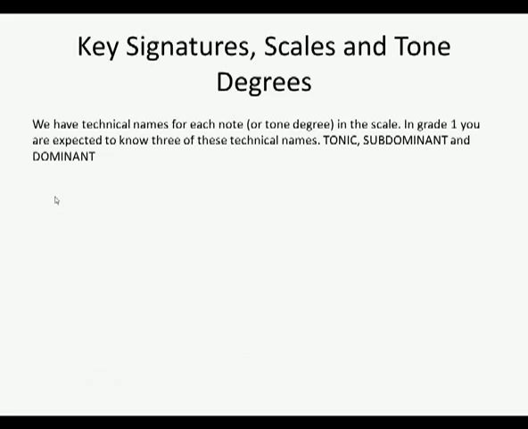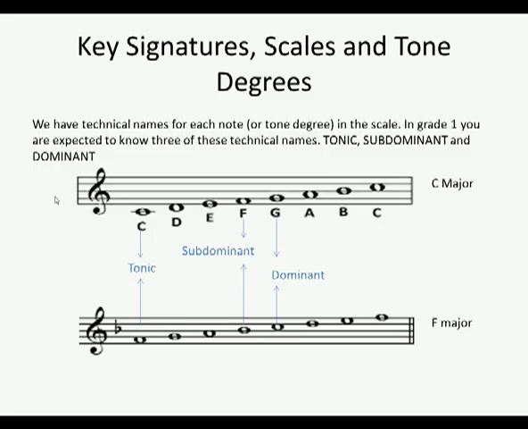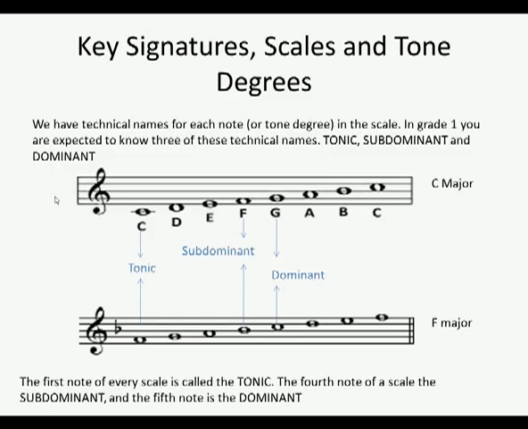Okay, tone degrees. We have technical names for each note, which we also call tone degrees in the scale. In grade one, you're expected to know three of these technical names: the tonic, subdominant, and dominant. The first note of every scale is known as the tonic. The fourth note of a scale is known as the subdominant, and the fifth note is known as the dominant.